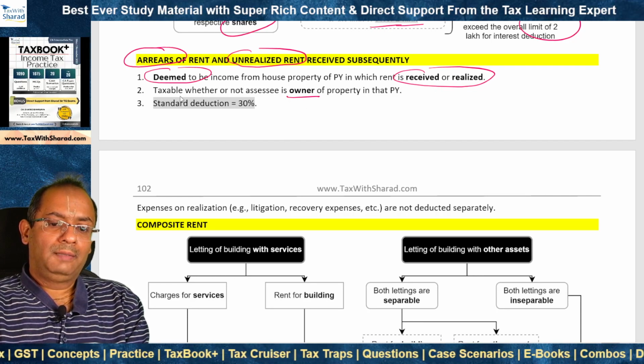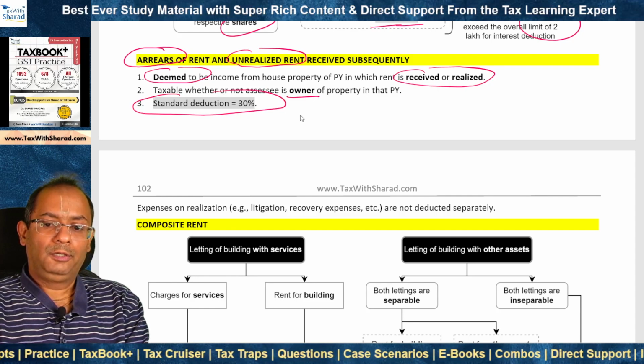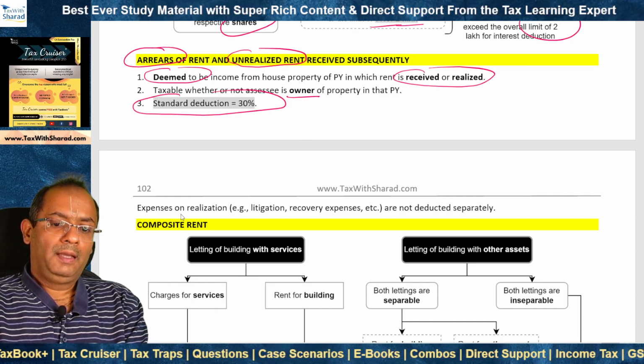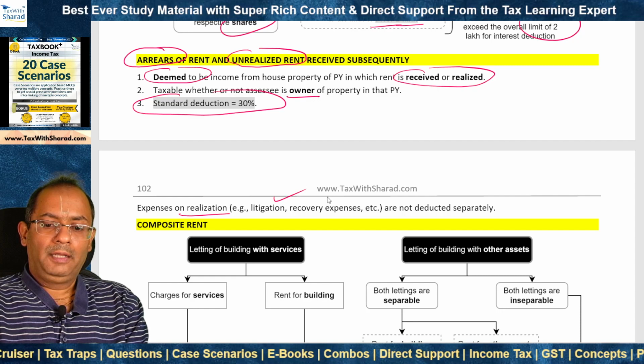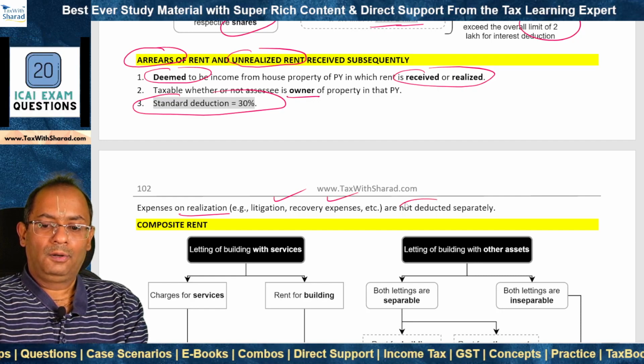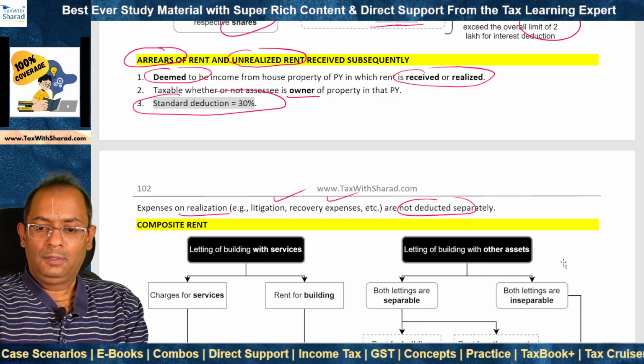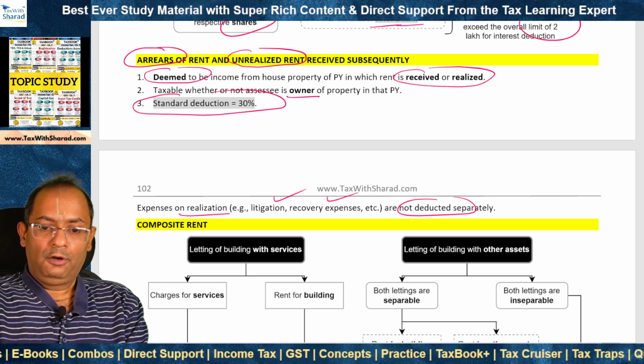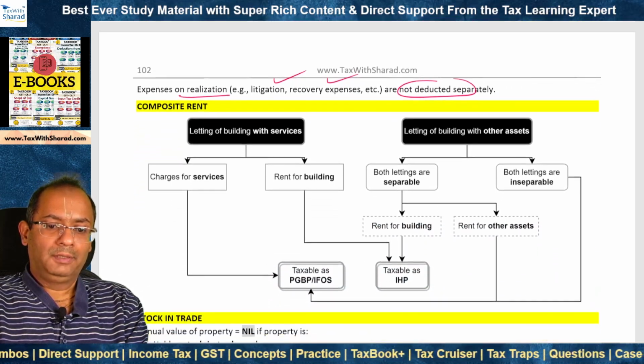While computing such income, standard deduction is allowed to the extent of 30%, and therefore any expenses like litigation, recovery expenses, etc. are not deducted separately. All that is taken care of by the standard deduction of 30%.